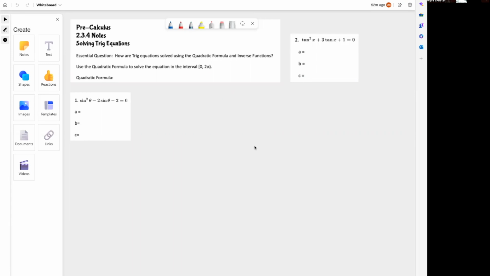Okay, this is notes 2.3.4 for January 31st. We have covered some of this earlier, but I'm going to review it. The quadratic formula is x equals negative b plus or minus the square root of b squared minus 4ac all over 2a. So we're going to be using this on these problems.